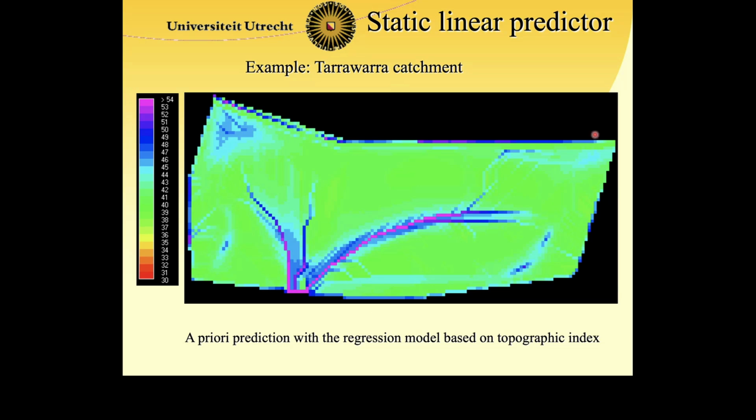There are some weird things here because on the edges the topographic index does strange things, but you can see, of course, the location where there's discharge, the main channel is also there, and those are the wettest locations. And then we include the 103 observations and do the update.